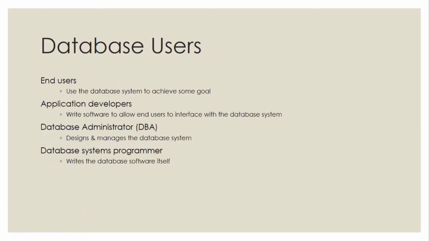Here are some of the users of a database. First one is end users. End users use the database system to achieve some goal. So end users are the ones that use the database. After that, there are application developers. They write software to allow end users to interface with the database systems. Basically, they connect the database to the application, and they execute queries.